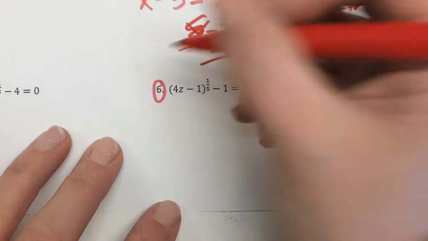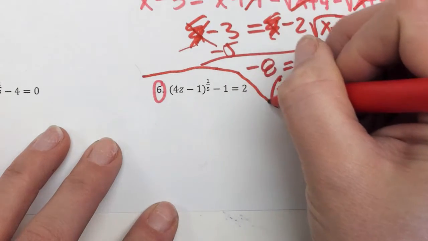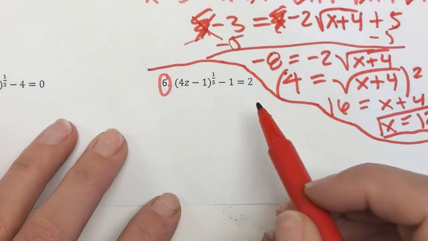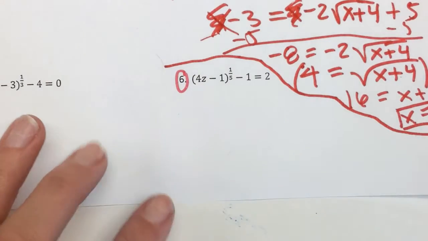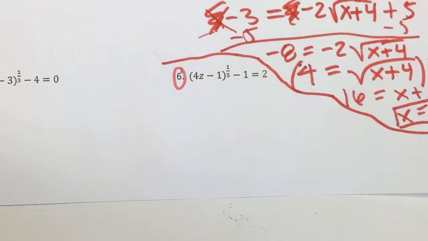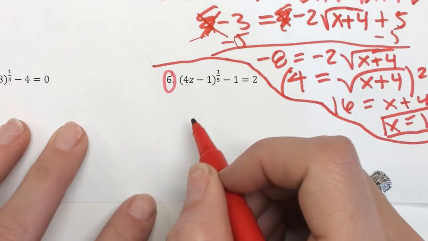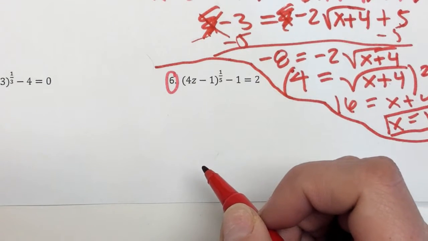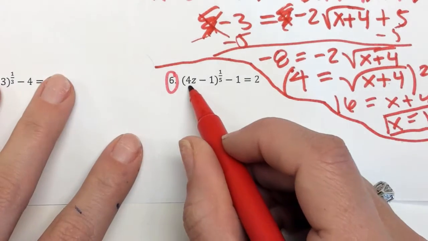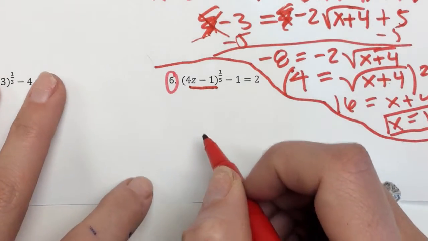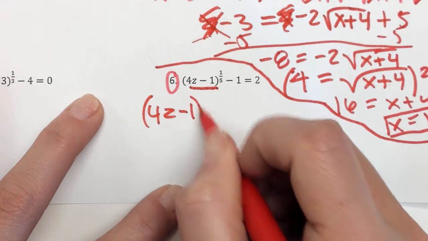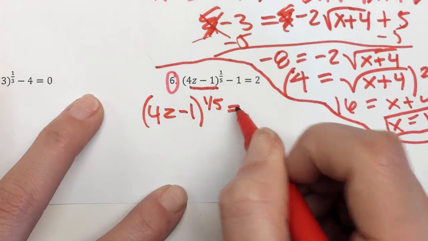Alright, last one. This one's different because it's a what root? Fifth. Everybody notice that? 1/5 is the same thing as the fifth root. We need to get the radical by itself. What terms are underneath the radical? Good. So we need to move the 1 by adding it. Good. So it would be equals 3.